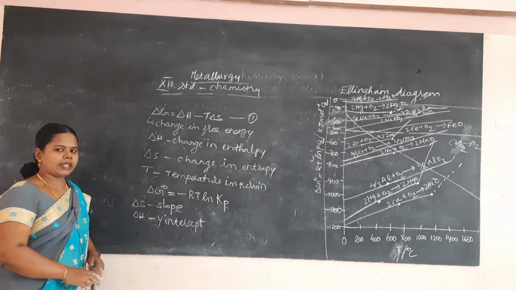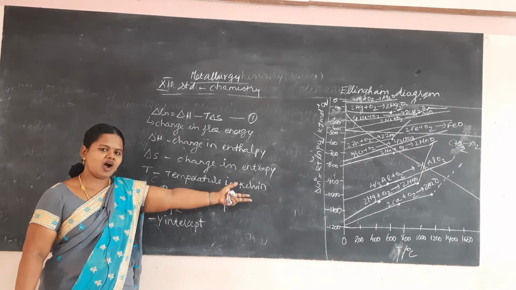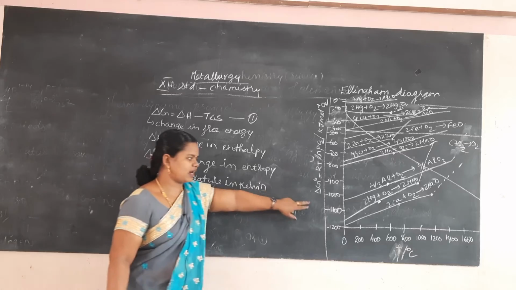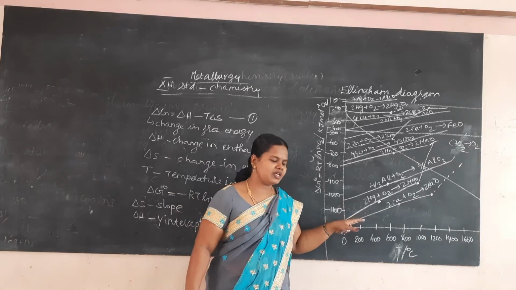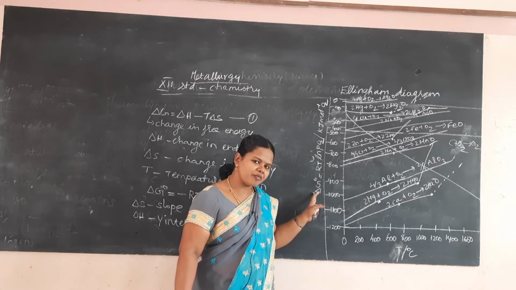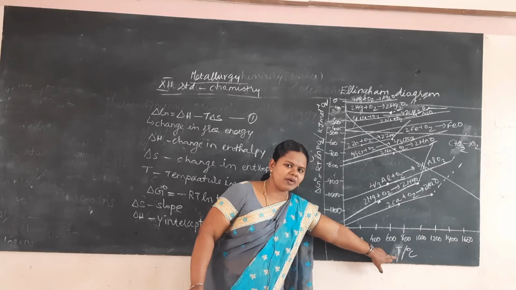So this Ellingham diagram is nothing but the graphical representation of the variation of the standard free energy change for the formation of various metal oxides with temperature. That is known as the Ellingham diagram.